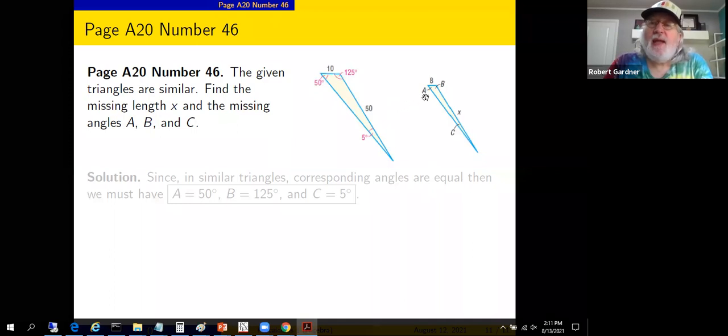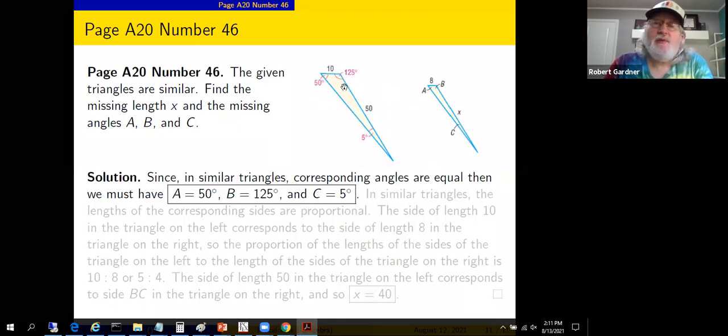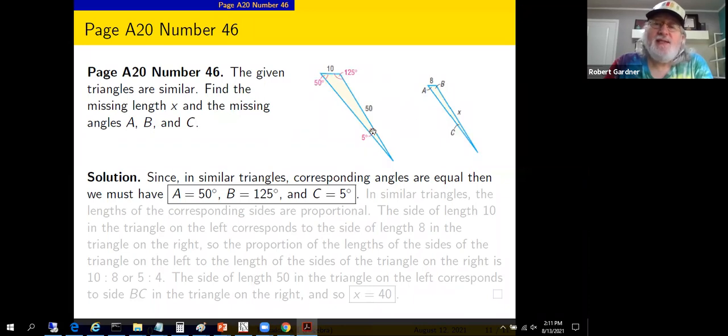Okay, corresponding angles will have to be equal. A equals 50 degrees, B equals 125 degrees, and C equals 5 degrees. Angles are easy. They gave us all the angles. You know, they could have given us only 2 of the angles and we could have figured out the third one, knowing the angles sum to 180 degrees.